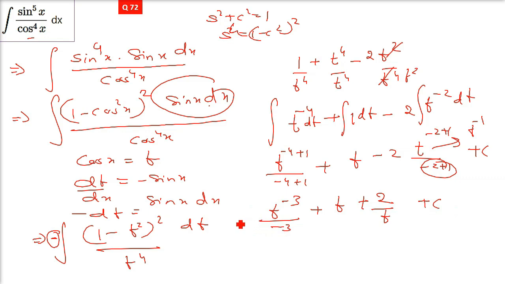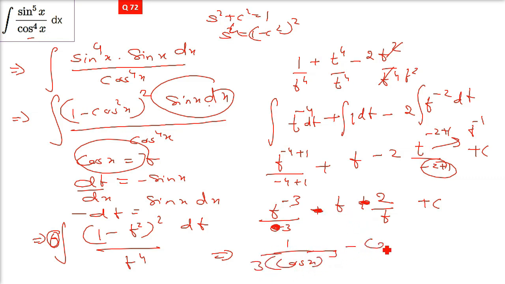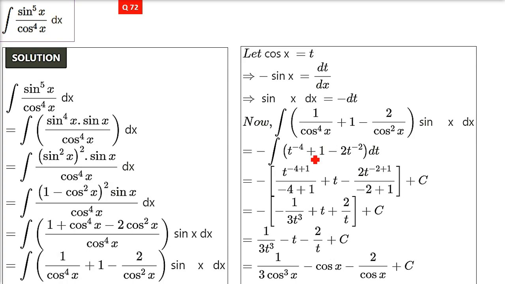So minus was already there in the beginning. If you remember, I told you negative will be used. Just multiply everything with a negative. So t will be cos x. The final replacement will be 1 by cos x whole cube with a 3 there, minus, t was cos x, minus 2 by cos x plus constant of integration. That's your final result. So this is the way you can do it.